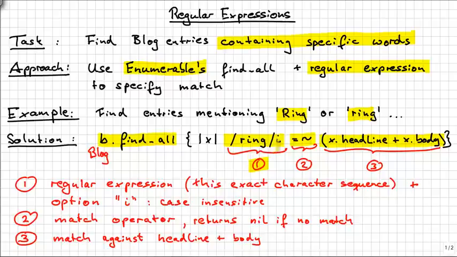We also use an option, the lowercase letter i here, to indicate that our match should be case insensitive. This allows us to match against ring with capital R or with lowercase r, or any other capitalization of the letters in ring. The match operator returns nil if there is no match. And as I said, we match against the concatenation of headline and body.